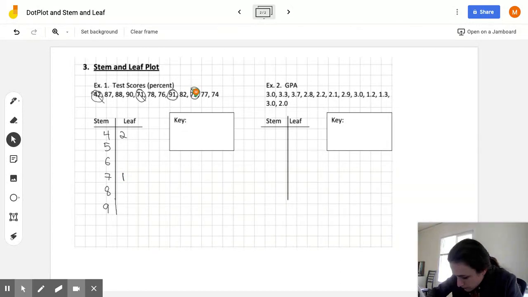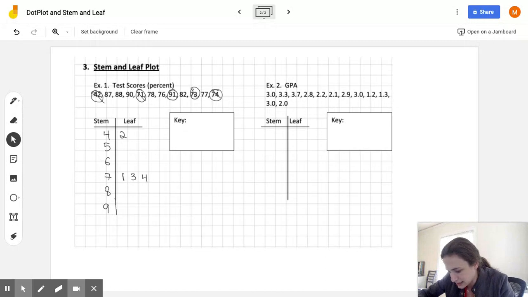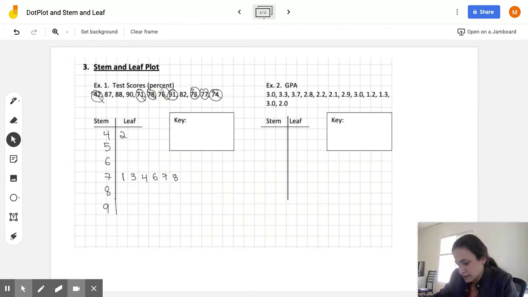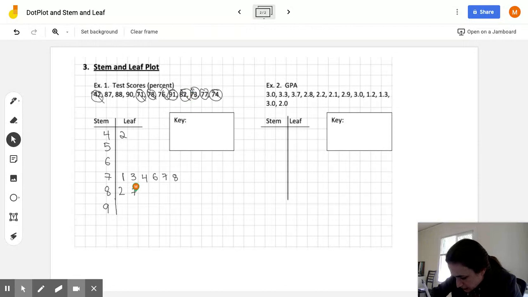73, 74. I'm trying to make each number take up one box so that it stays even. 76, 77, 78. That's it for the 70s. On to the 80s. 82, 87, 88. See how I lined it up so that this is right under, so they're taking up the same amount of space.